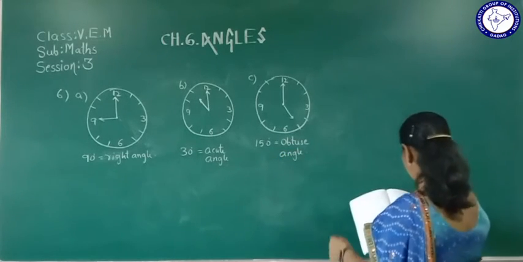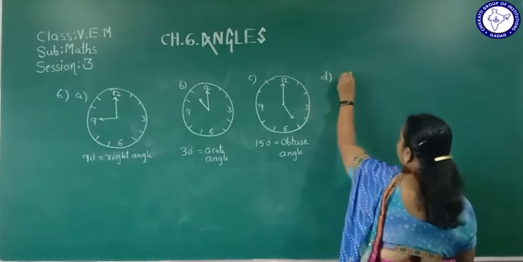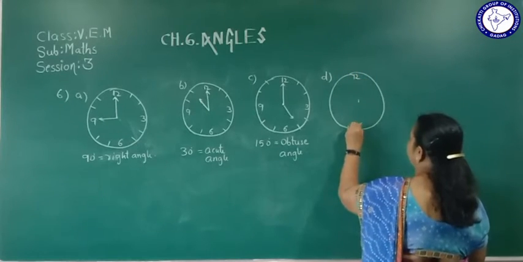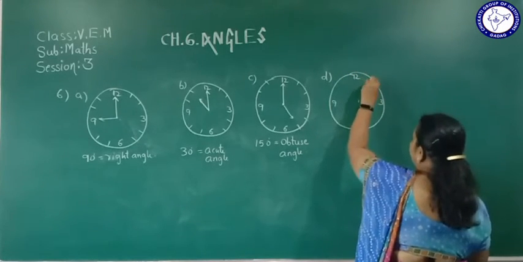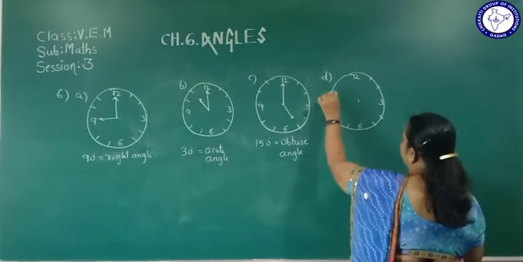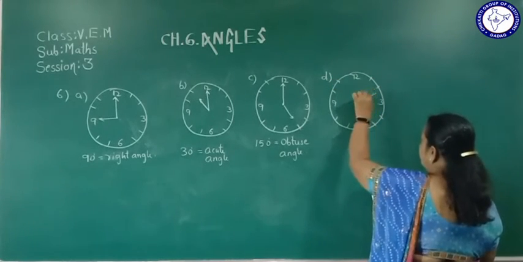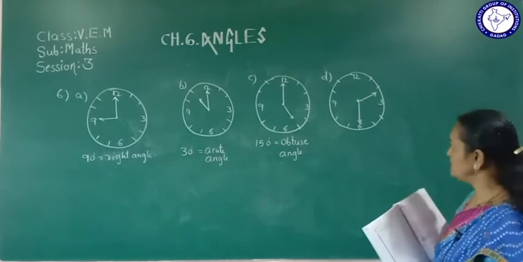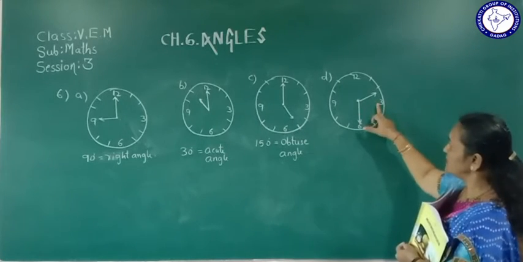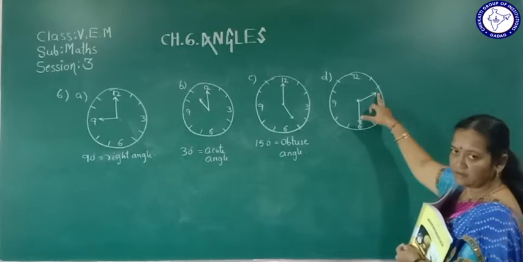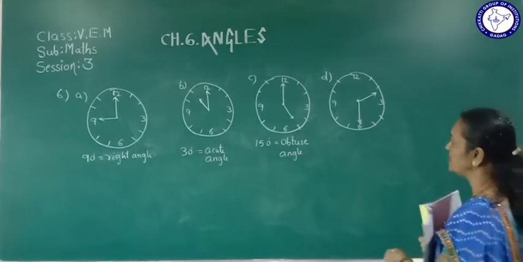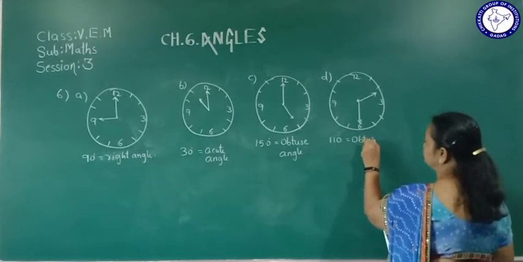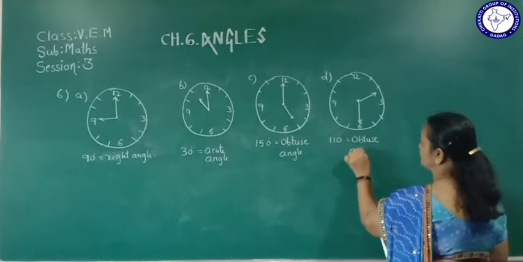Then D question. Here is the number. So the time is 2:30. Here till here it is 90 and here it is till 20. So 110 degree and it is an obtuse angle. This is an obtuse angle.